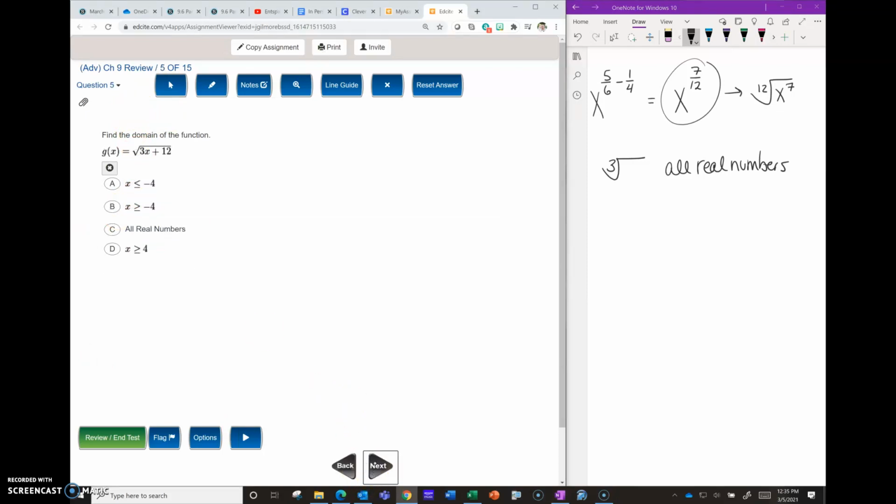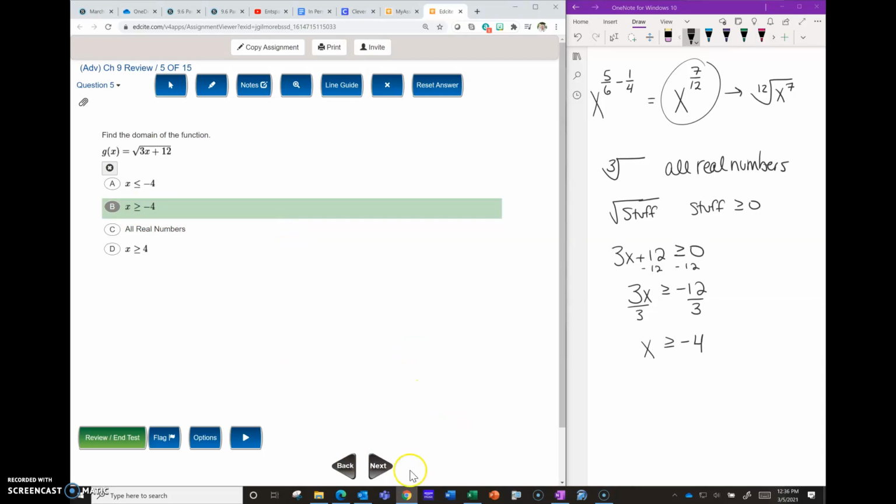The next one is square root. In a square root function, if you've got square root of stuff, the stuff has to be greater than or equal to 0. So whatever's under the radical, 3x plus 12, put that greater than or equal to 0 and solve that inequality. So we subtract 12 on both sides. You get 3x is greater than or equal to negative 12. Divide both sides by 3. x is greater than or equal to negative 4. So the correct domain is x is greater than or equal to negative 4.